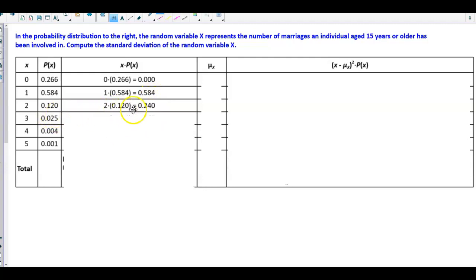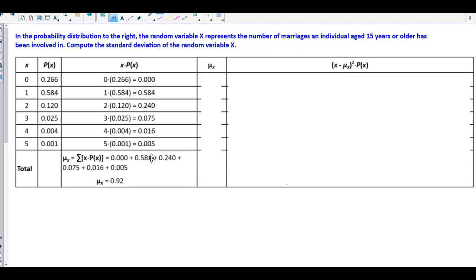2 times 0.120 gives us 0.240. 3 times 0.025 gives us 0.075. 4 times 0.004 gives us 0.016. And then 5 times 0.001 is equal to 0.005. Now, in order to find the mean of this distribution, we're going to add up everything in this column, to get the mean of 0.92.